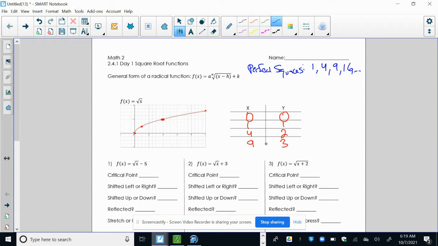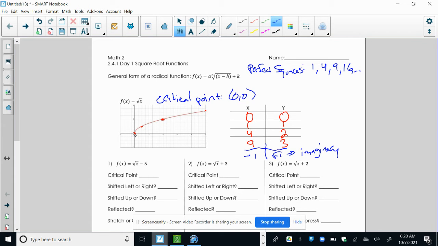Let's extend this table a little bit. Let's think about what if we put in a negative number, like if we put in negative 1. Well, square root of negative 1, that's imaginary. Learned about that in Unit 1. That's why this graph doesn't continue anywhere here. Okay, so this graph really does have basically what looks like a starting point, and we call that the critical point, where this graph is beginning. So in this case, our critical point would be 0, 0. So that's where it's starting.